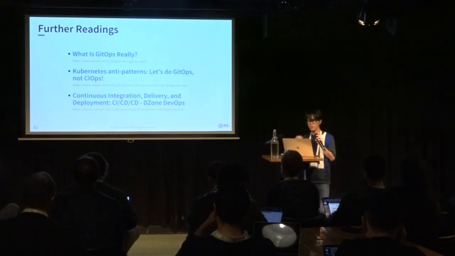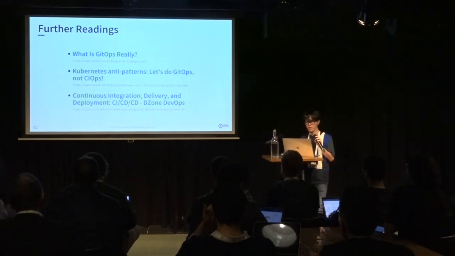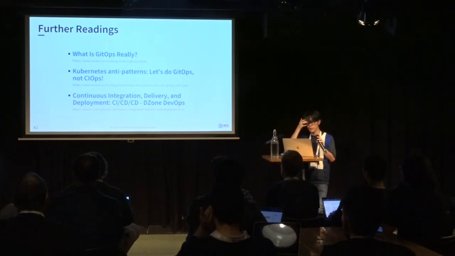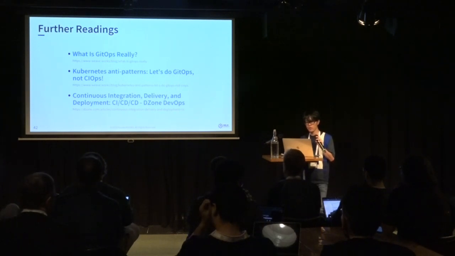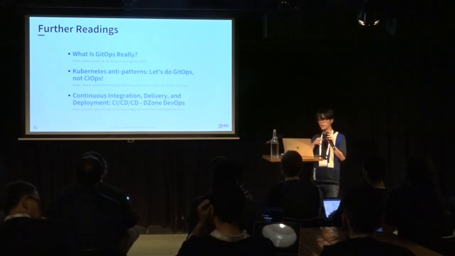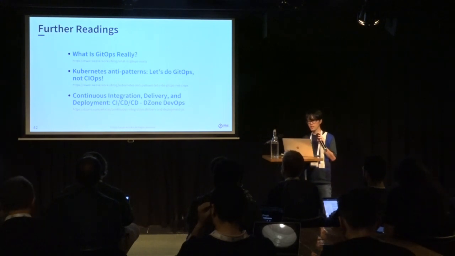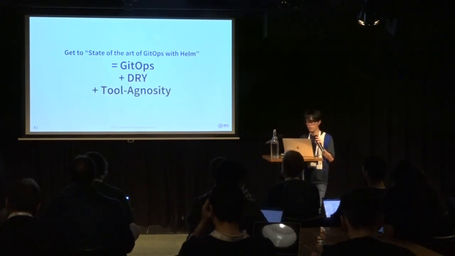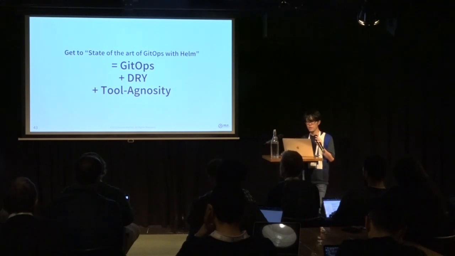you can start by reading great blog posts from Weaveworks. Weaveworks writes about GitOps and anti-patterns, including CIOps. There's a very detailed explanation of the difference between CI, CD, CD. Okay, so I talked about the state of the art of GitOps with Helm. It's basically about GitOps plus DRYness and plus tool agnostic.